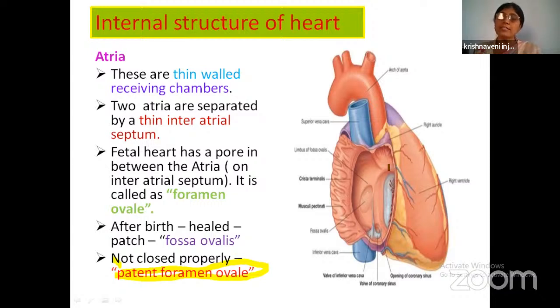Both atria are separated by the atrial septum. On the atrial septum, at the fetal stage, there is a pore. That pore is called the foramen ovale. After birth, that pore is healed, but we can see the patch-like structure here. That patch is called the fossa ovalis. If it is not properly healed, not closed properly, we call it patent foramen ovale. This is the internal structure of the atria.